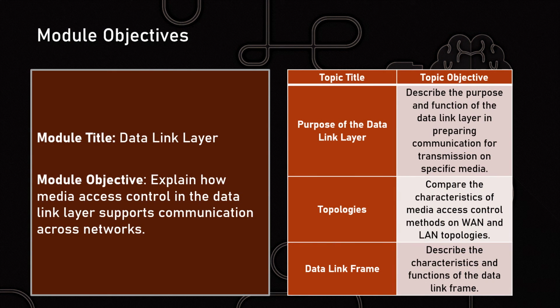The data link layer is the direct interface between the logical and physical aspects of the network interface. So we're going to talk about how media access control in the data link layer supports and facilitates communication. We're going to look at three things: the purpose of the data link layer, different topologies with which we will interact, and the data link frame.